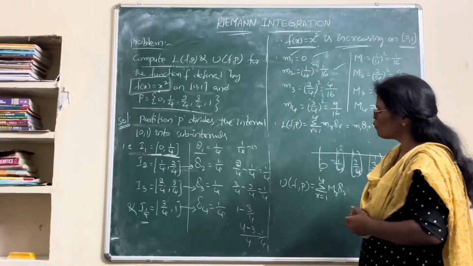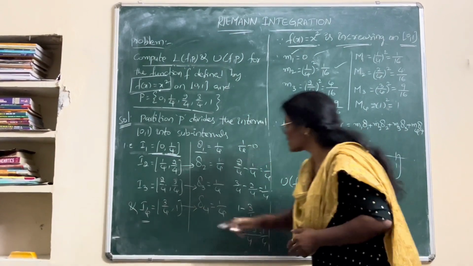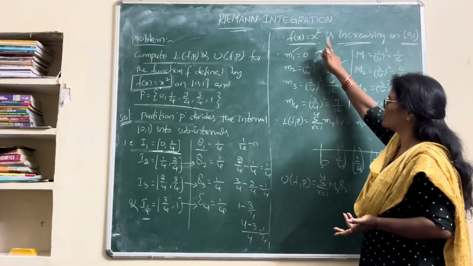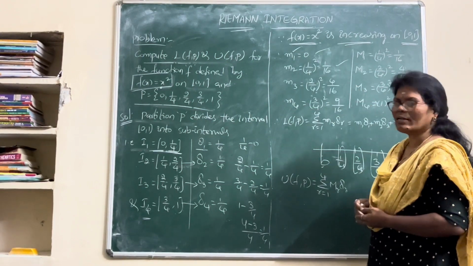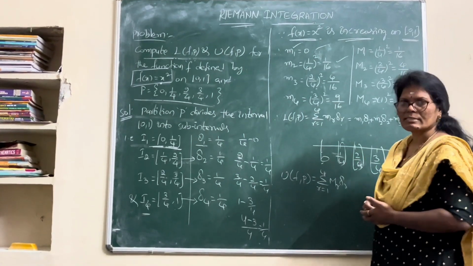And m4 is from the last sub-interval. We take the first element and substitute it again in this function: (3/4) whole square, which is 3 square is 9, 4 square is 16.